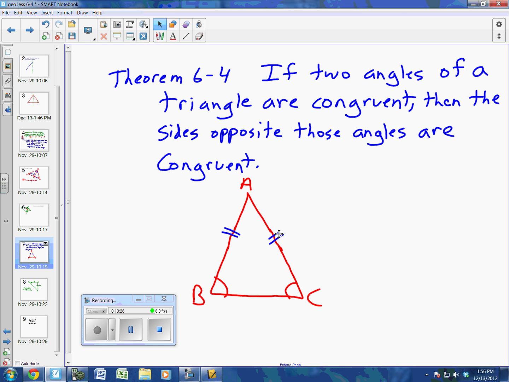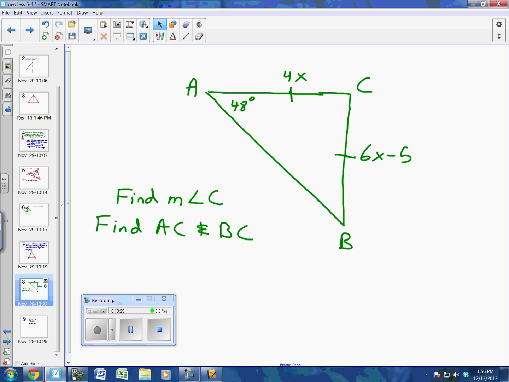Okay, here we go. Next one. Look at this right here. What kind of triangle is this? How do we know that? These two legs are congruent, right? What do we know about angle B, you guys? It's congruent to angle A, so it's 48, because the base angles in an isosceles triangle are congruent.